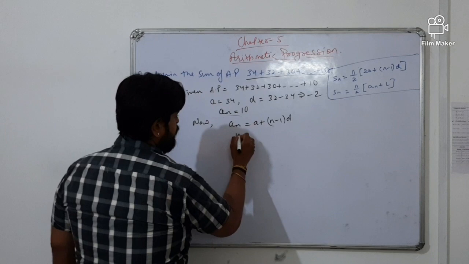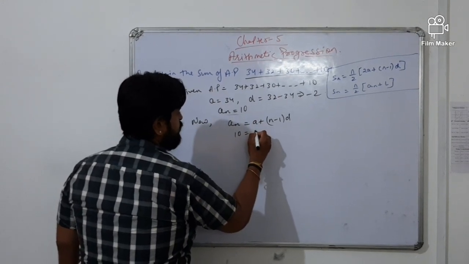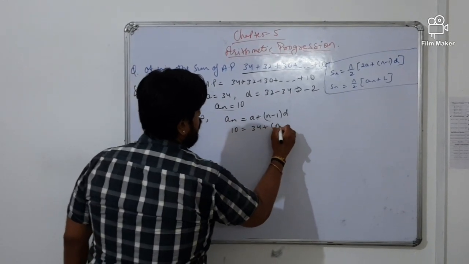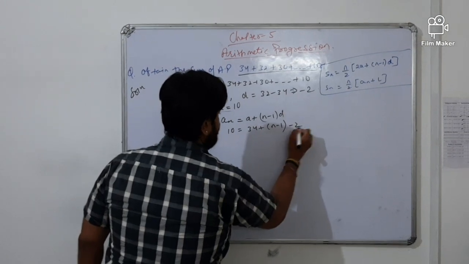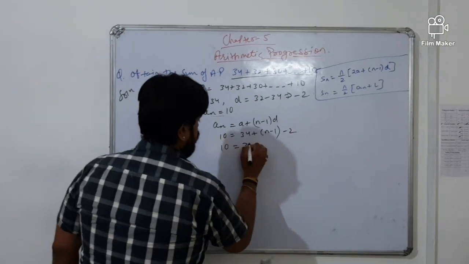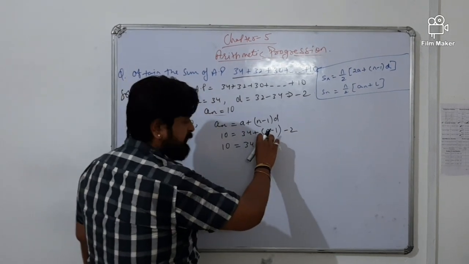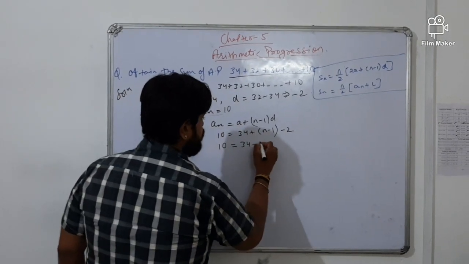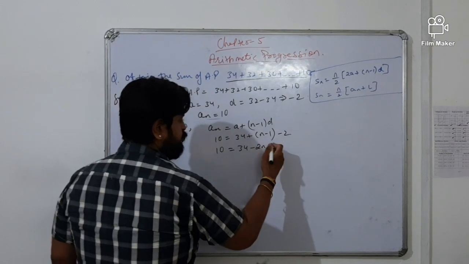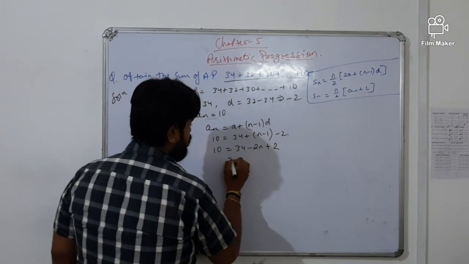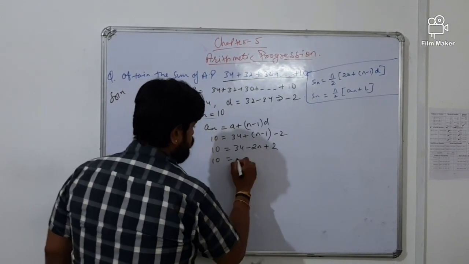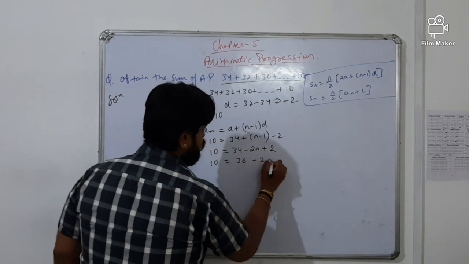So the value of AN is 10, value of A is 34 plus N minus 1 into minus 2. 10 equals 34 plus minus 2 into N. This will be minus 2N. Minus 2 into minus 1, this will be plus 2. 10 equals 34 plus 2 is 36 minus 2N.